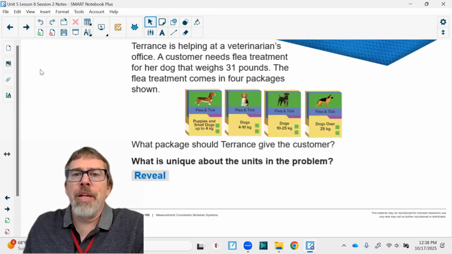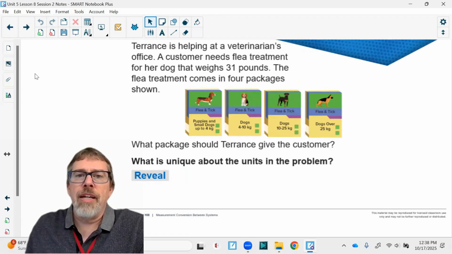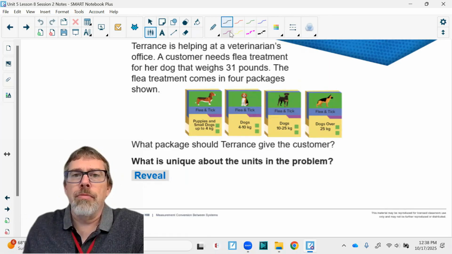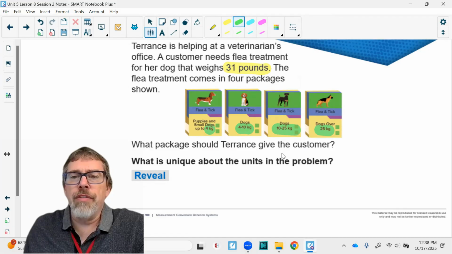So Terrence is helping at a veterinarian's office. A customer needs flea treatment for her dog that weighs 31 pounds. The flea treatment comes in 4 packages shown. This one is up to 4 kilograms. This one's 4 to 10 kilos. This is 10 to 25 kilos, and this is 25 kilos. What package should Terrence give the customer?